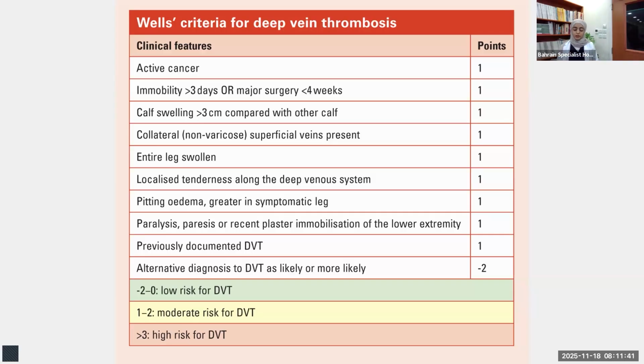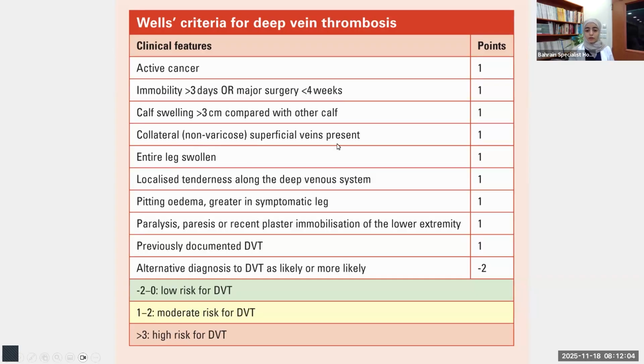And how do we measure the calf swelling? We have to measure it from a certain point. Usually we use the tibial tuberosity. By a measuring tape, we go down a certain distance or a fixed distance in both sides, and then we measure the circumference. If the difference is more than 3, they will get 1 point.